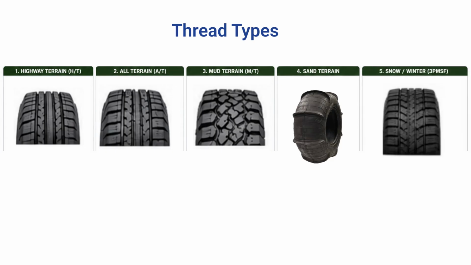Finally, the snow or winter tire, identified by the 3PMSF marking, uses fine sipes and flexible rubber for traction on snow and ice. It performs best in cold conditions, but wears faster and creates more resistance in warm weather. The key lesson is simple. No tread pattern is best everywhere. The correct tire must be selected for the vehicle's primary terrain and mission.